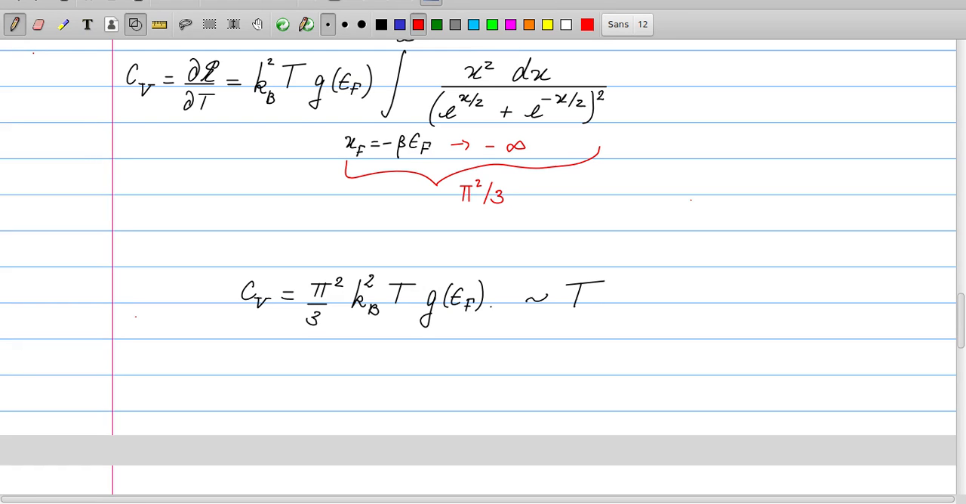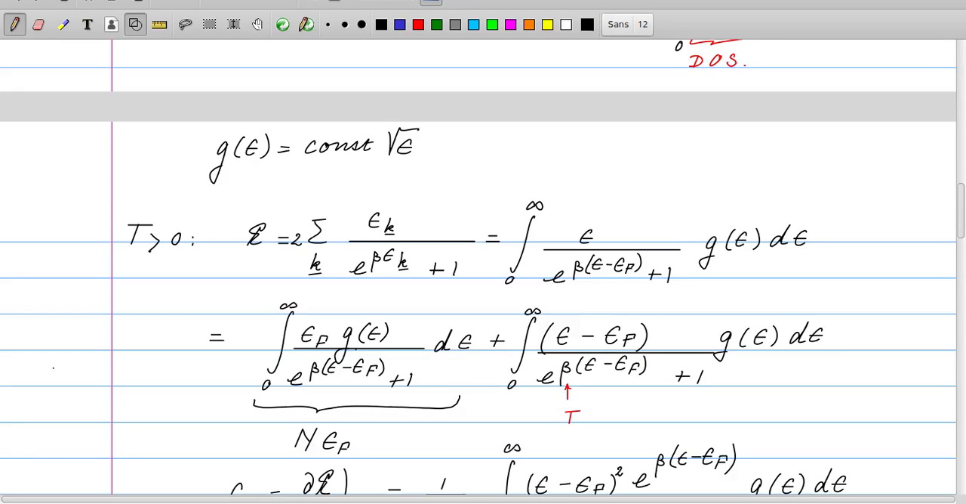And the final result for the contribution of the electrons to the specific heat is written here: π squared over 3 k_B squared T g(ε_F). That's the density of states taken at the Fermi energy. And what is important is the temperature dependence. We see that the electron contribution to the specific heat is linear in T.